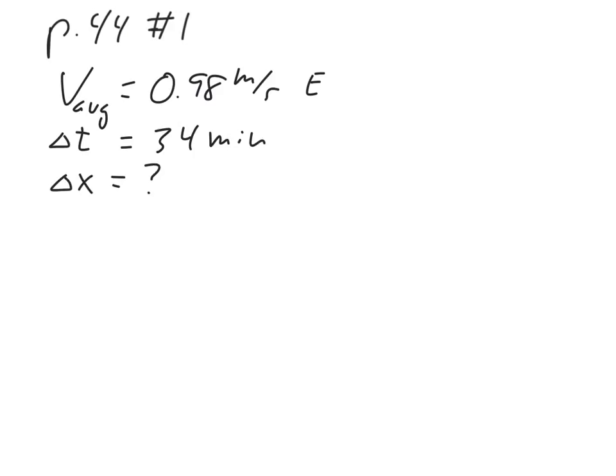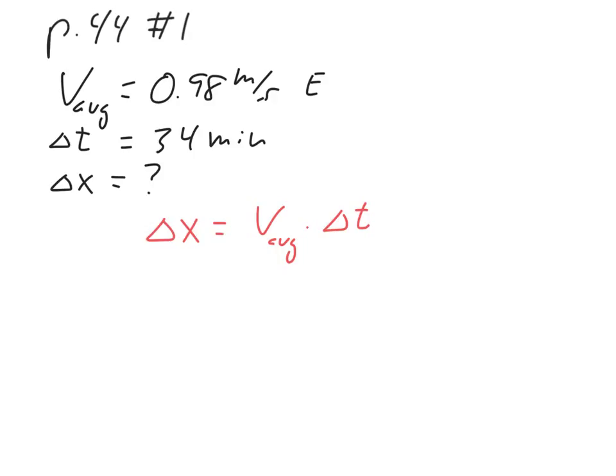So this is what you should do when you're doing problem solving like this. You should write down the given information. Now we would ask ourselves, well, how do these variables relate to each other? And we do have this equation, which is that displacement equals V average times time.